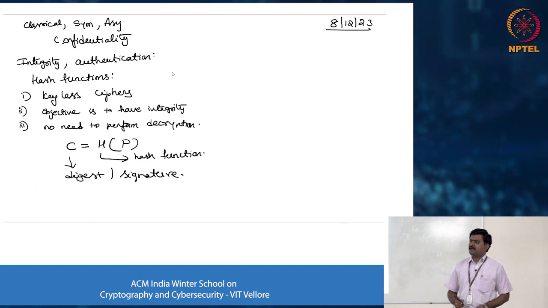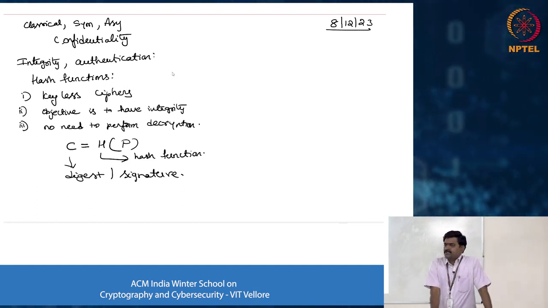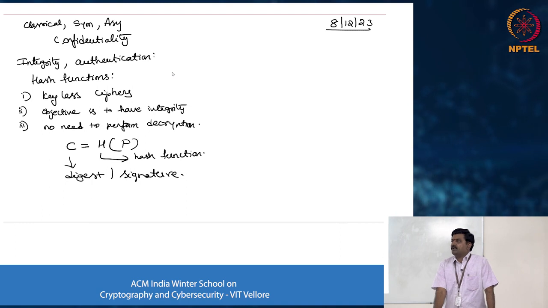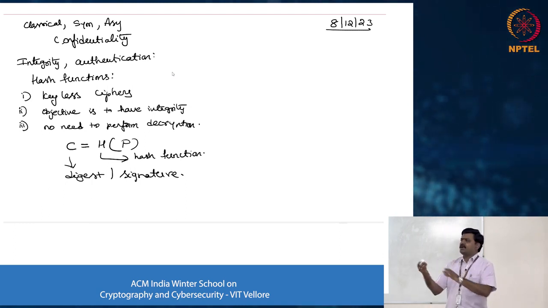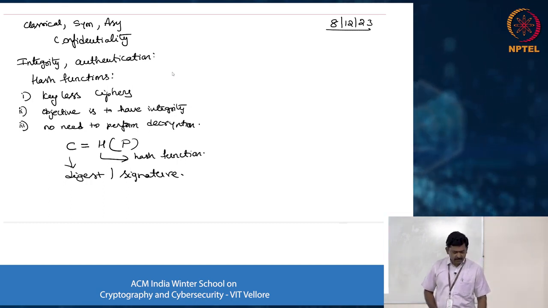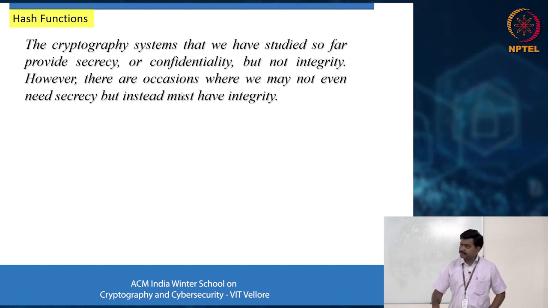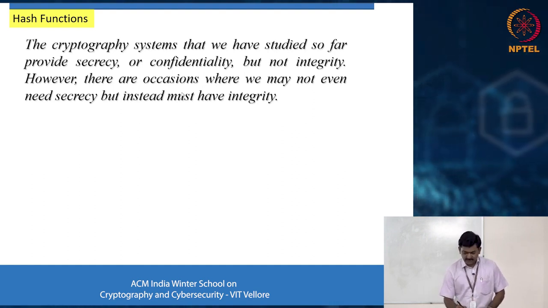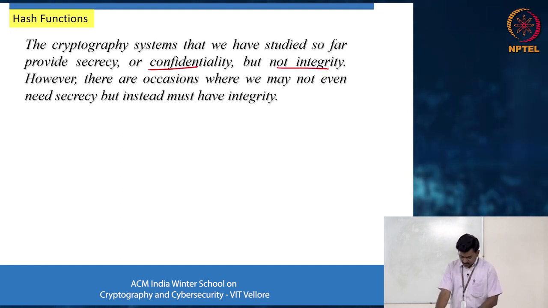Like you have looked at encryption algorithms, they are symmetric and asymmetric. The hashes have certain properties. It's not that you can take any function and call it a hash function. So let us understand what those basic properties are. So far whatever we have discussed is confidentiality, but we have not focused on integrity. So how do we do it?